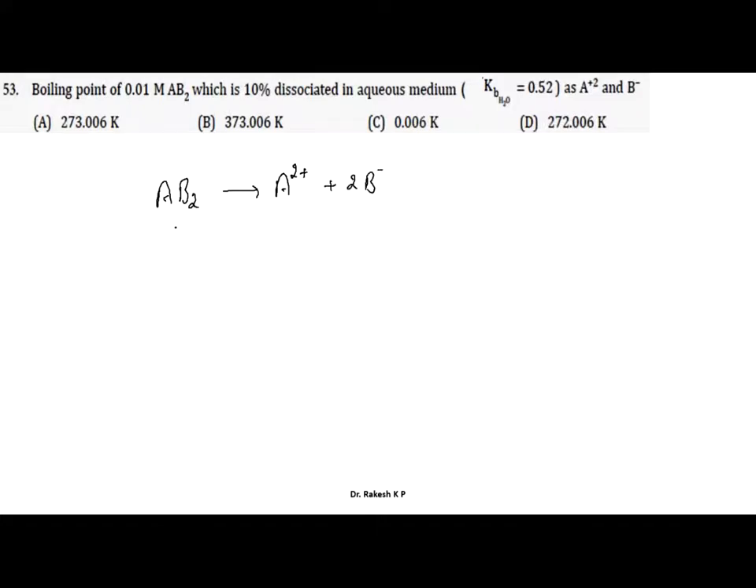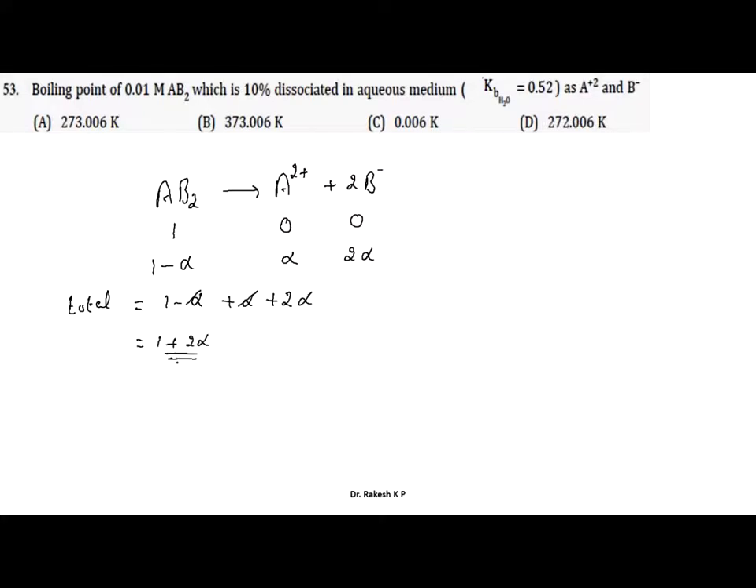Initially we are having 1 mole of the salt. So here we won't get any particles in the solution. After some time there is dissociation of the salt, and here we identify alpha, and this will be 2 alpha. Now we have to identify the total number of moles after dissociation. Total will be 1 plus alpha plus 2 alpha, which is 1 plus 2 alpha.